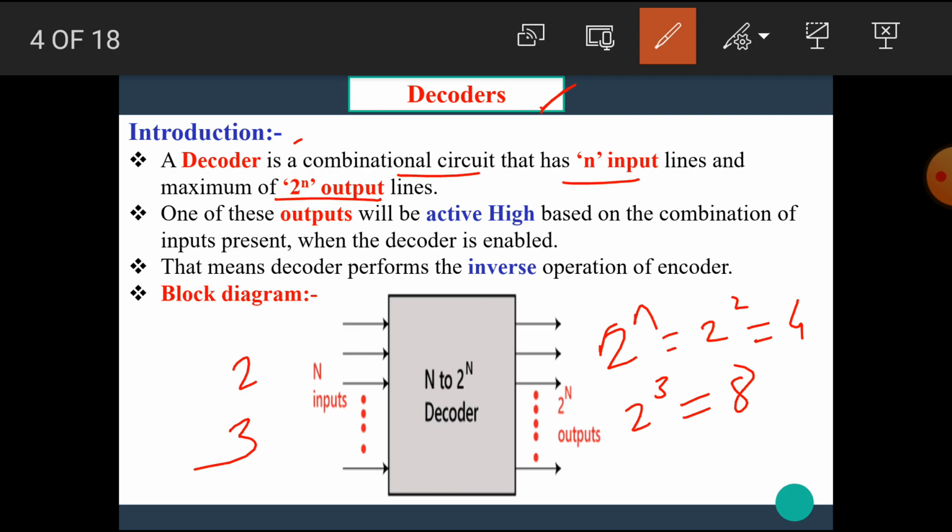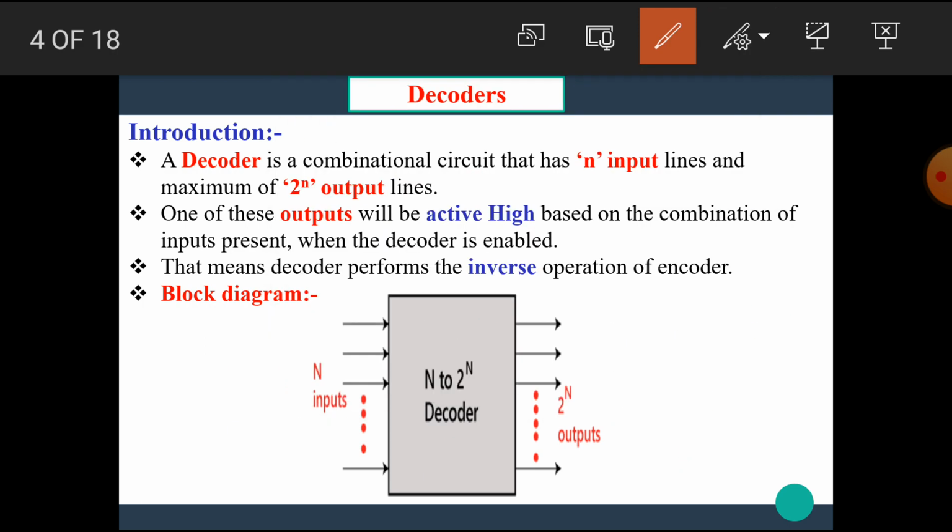By using this criteria, we can divide the decoders into several types, such as 2 to 4 line decoder, 3 to 8 line decoder, or 4 to 16 line decoder, etc. I hope you all understand the basic idea about the decoders.